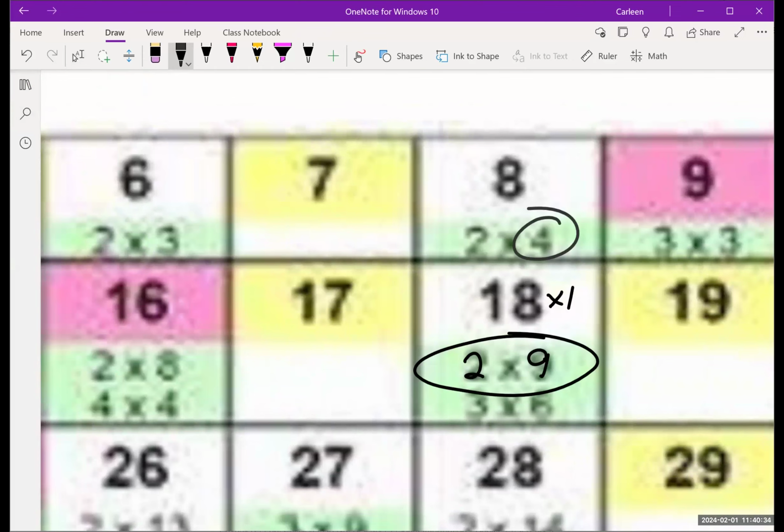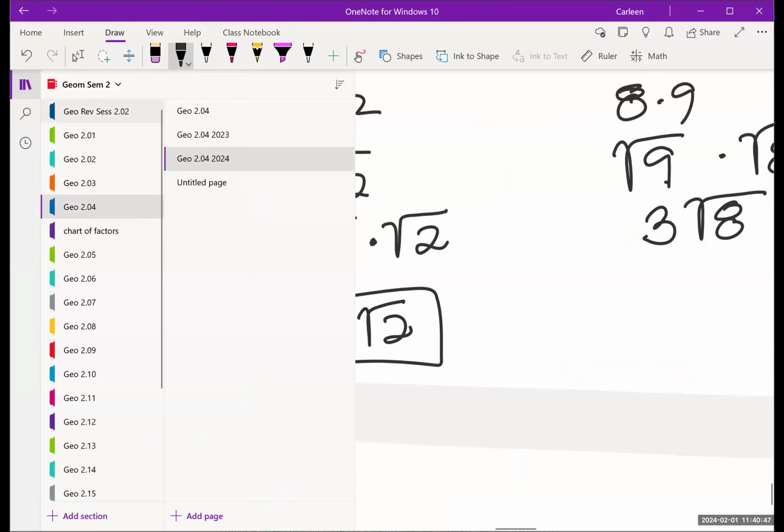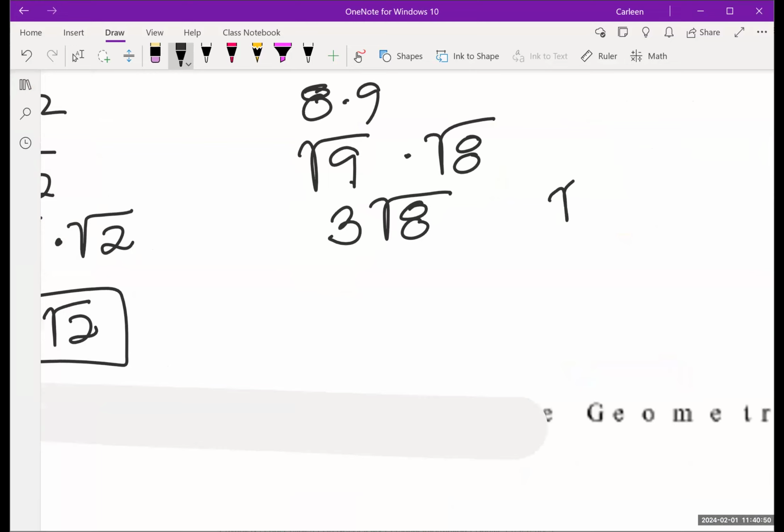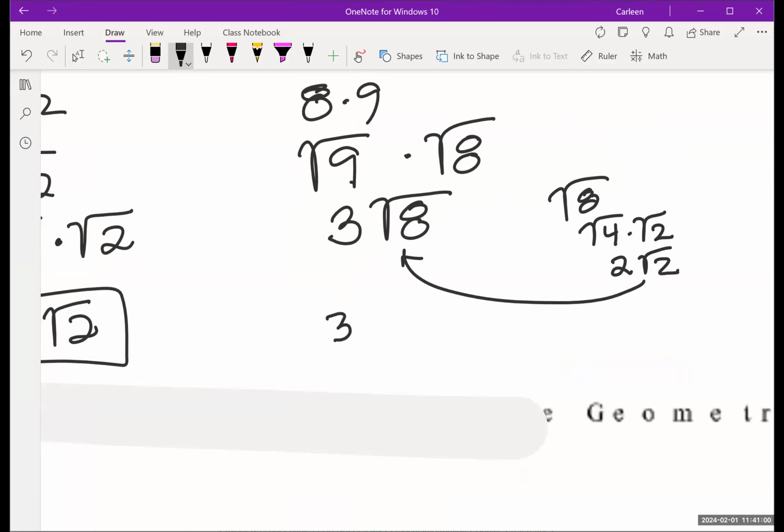Oh, dang, 8's got a perfect square in it. Yeah, can you see that 8 has a perfect square of its own? Okay, so let's go back. Square root of 8 is the biggest perfect square times the leftovers, which is 2 rad 2. Look at this: 3 times 2 rad 2. See where I got 3 times 2 rad 2 equals 6 rad 2.